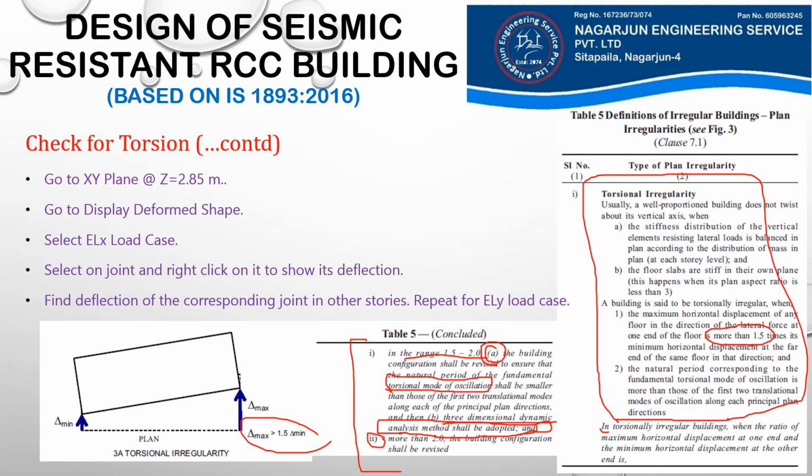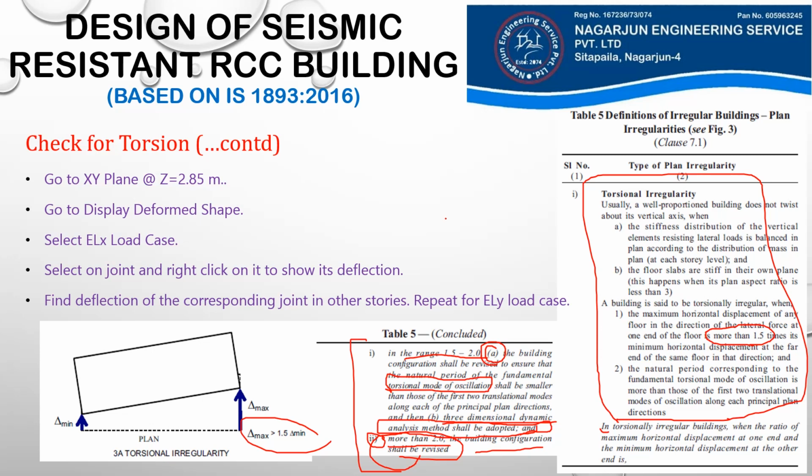And number 2 says if the ratio is greater than 2. So this means 1.5 to 2 seems to be an acceptable range for any torsional irregular buildings. This does not seem to be so much critical. But when the ratio of these two displacements exceeds 2, then there is a problem with the building configuration, and the building configuration shall be revised. So in this way, we can check for torsional irregularity in the building.